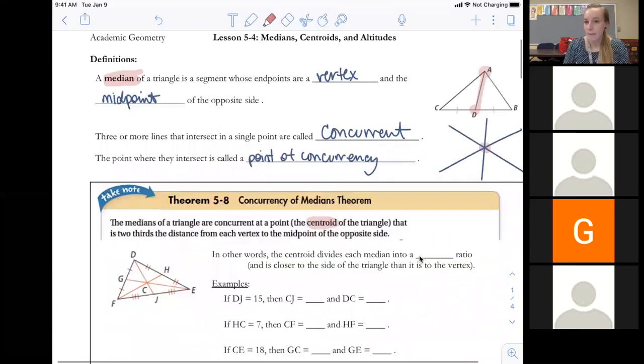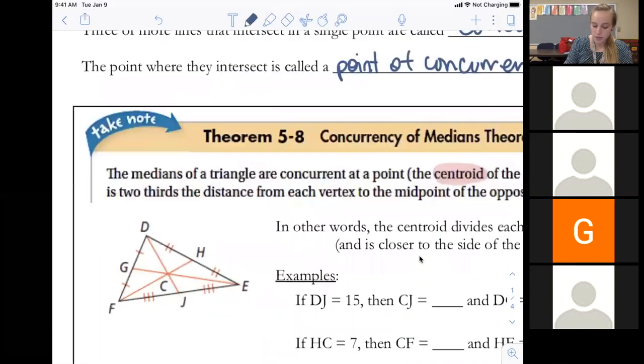There's some interesting math behind it. So the centroid, that point where the three lines intersect, is 2/3 the distance away from each vertex to the midpoint of the opposite side. And in other words, that means that the centroid divides the median into a 2-to-1 ratio. And the centroid is closer to the side of the triangle than it is to the vertex. So let's go look at an example.